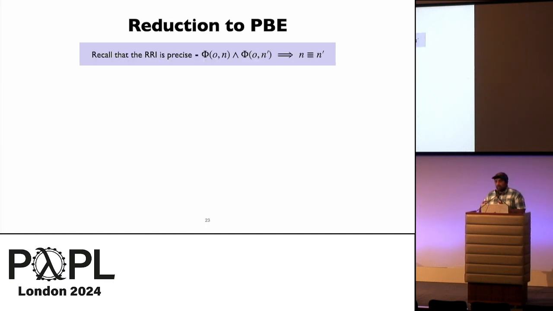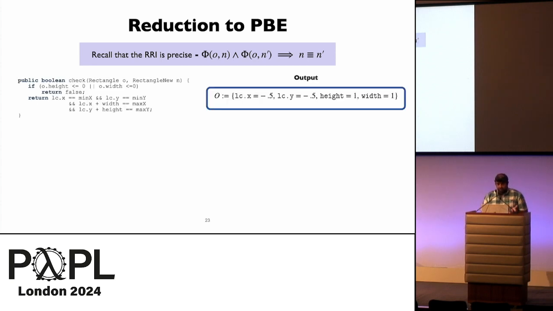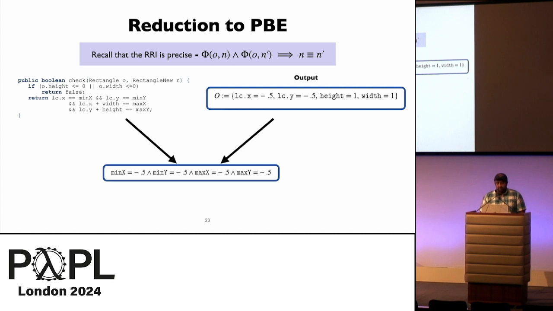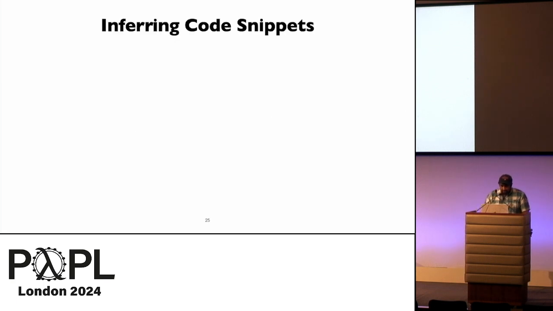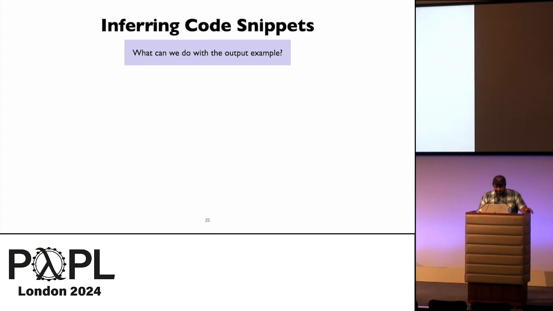Recall that we require this precise RRI, so there should be exactly one instance of the new ADT that satisfies this invariant. We will try to find that. Given the RRI and this output of the original, we infer what the corresponding value should be for the new ADT. We do so using symbolic execution on the RRI, and you could use SMT if it's loop-free.